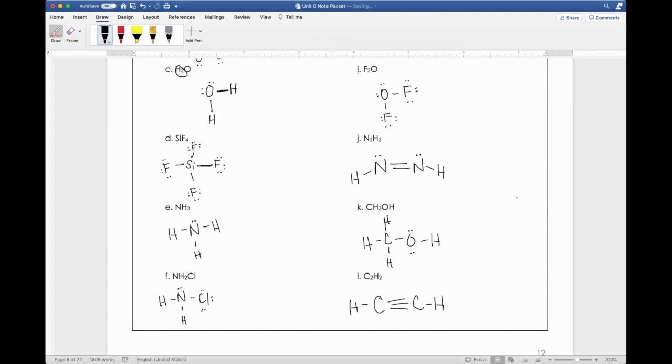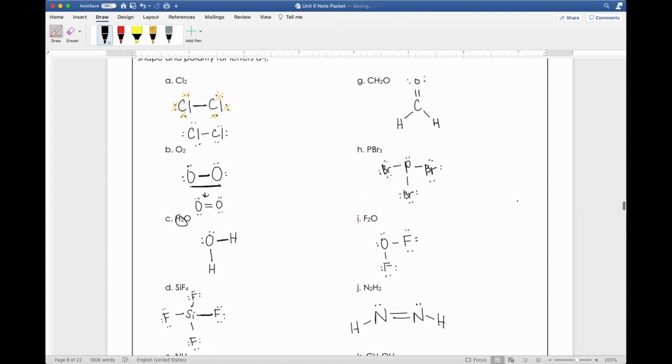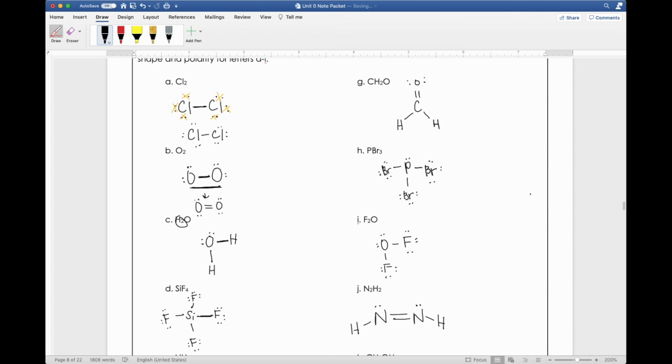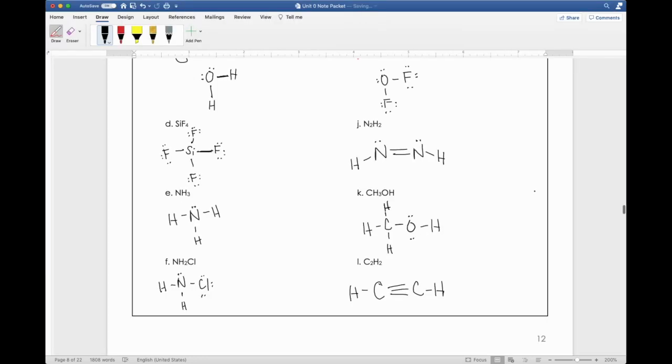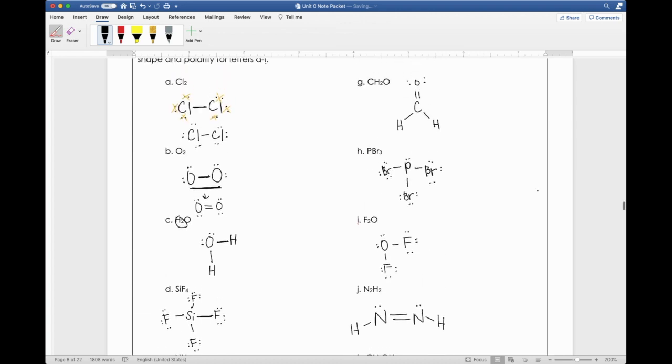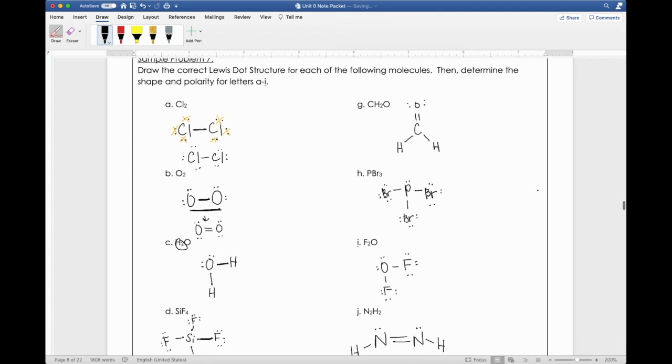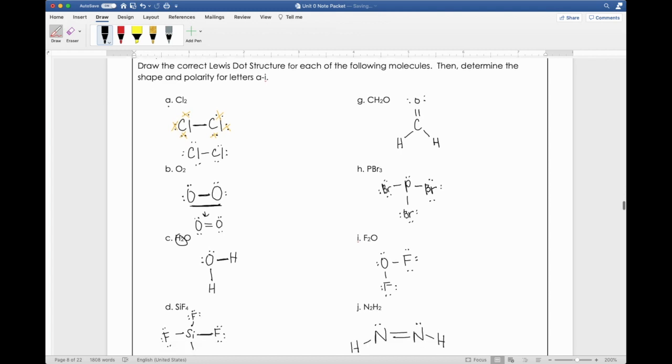So my handwriting in real life is much nicer. There's E and F, and you can pause this and check G through J, and then there is K and L right there. From there, let's go ahead and determine shapes. So now that we have these Lewis dot structures down, let's determine the shape. I'm going to do shapes in pink right here.